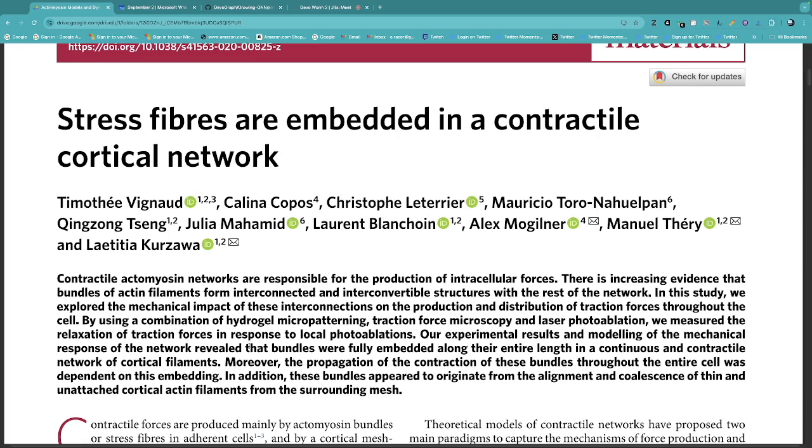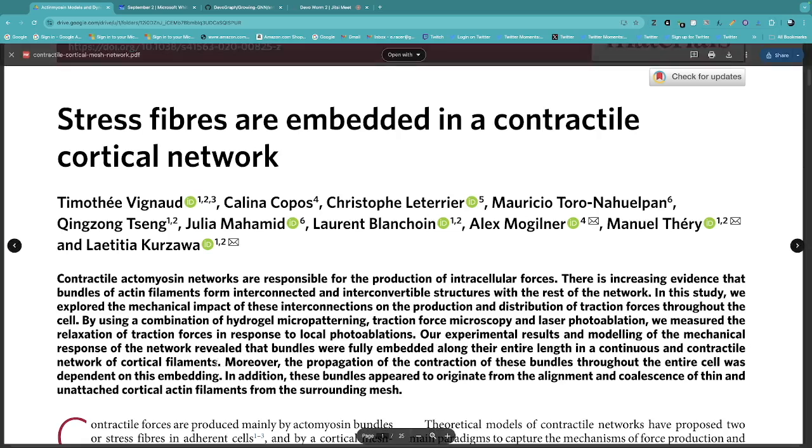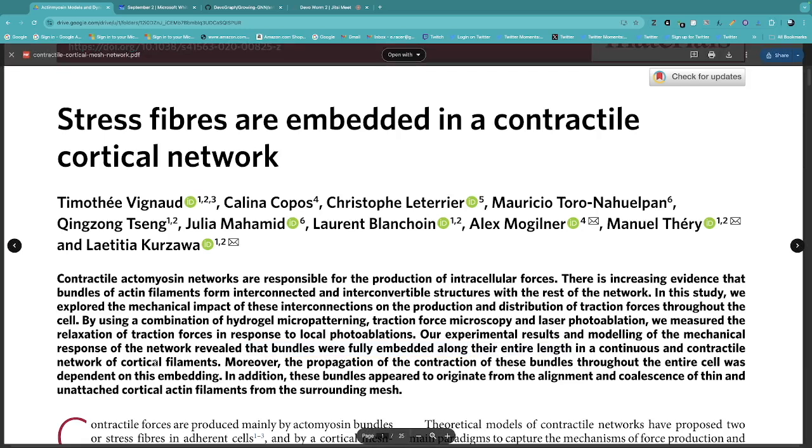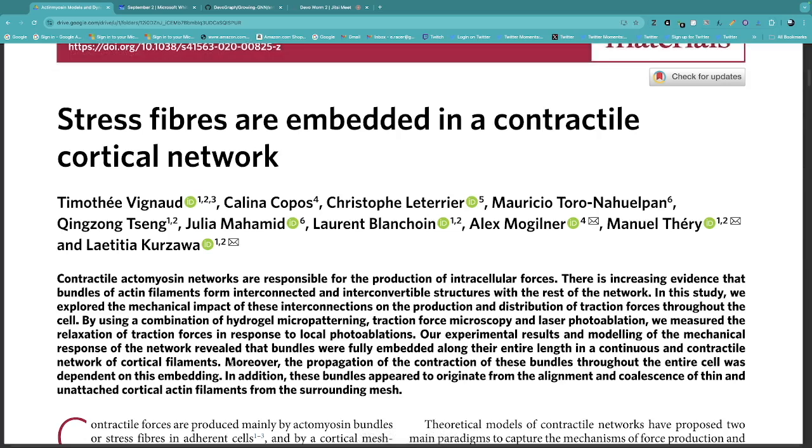This is interesting. It's sort of the same thing, but a little bit different because they're not using a minimal system, and they're doing some other things to it as well. Our experimental results and modeling of the mechanical responses of the network revealed that bundles were fully embedded along their entire length in a continuous and contractile network of cortical filaments. So we have to have this continuous network. It has to be contractile, but maybe it can be contractile more locally than in other places. But they're basically showing this. We'll maybe go into some of the figures to see what this looks like.